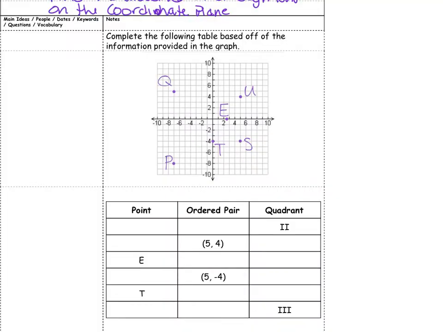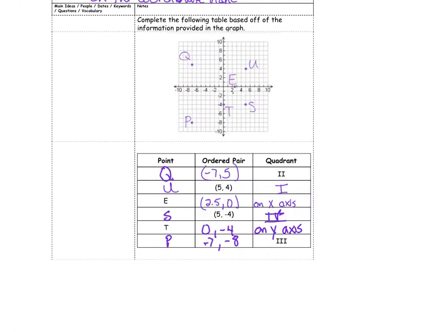This first part is a complete review from what we did in the last lesson. So can you please pause the video and fill out this table, naming the points and the ordered pairs and the quadrants. So find those missing pieces and then come back to check your work. All right, hopefully when you finished, you saw that it spelled QUEST going down.